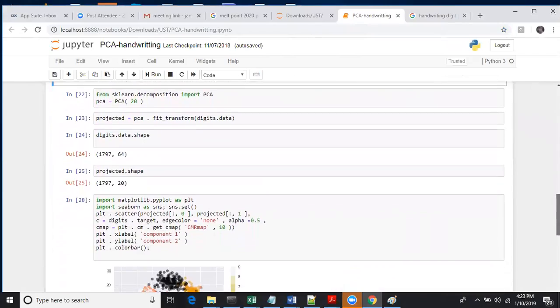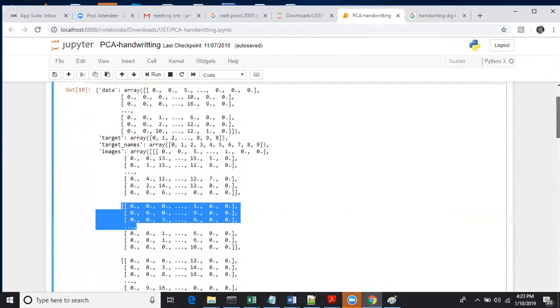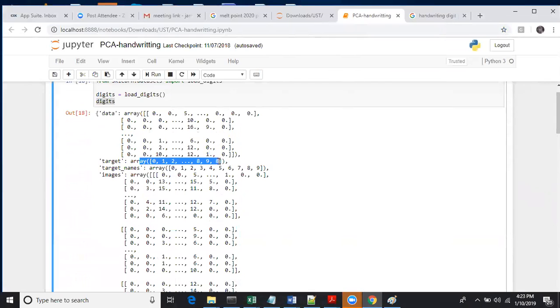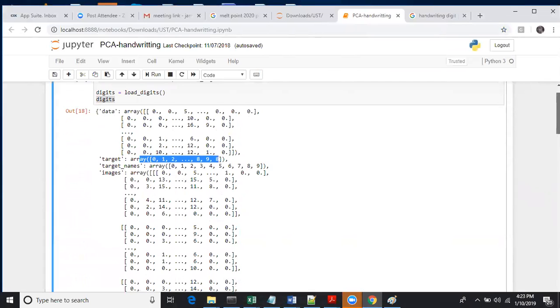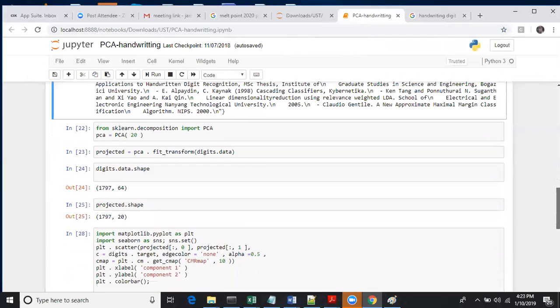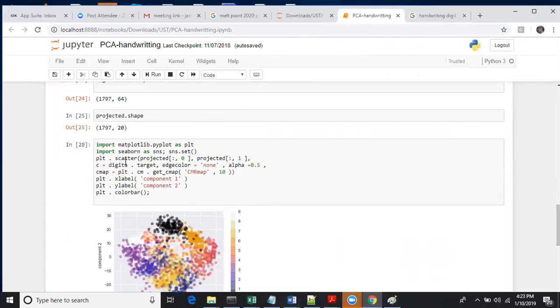So here, if you see, the digits target ranges from 0 to 9. There is data and there is a target, and the target is represented by an image. This is the Excel form of the digits, and this is the image of it. And here we plotted it in a scatter plot.